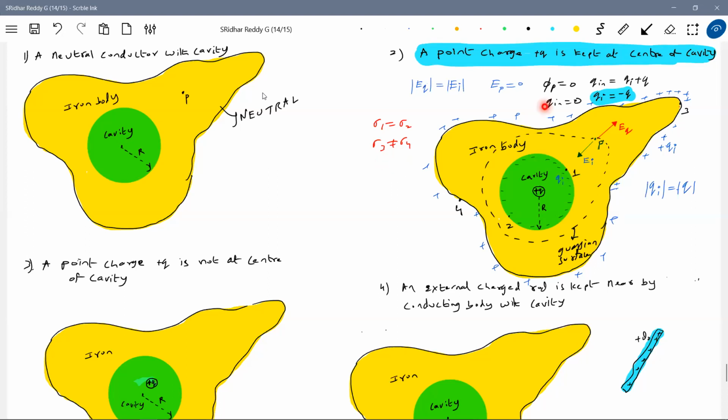Fine. So if you keep a point charge plus Q, what do you get? Minus Q on the inner surface, plus Q on the outer surface. This is the thing. So what is the conclusion? Note: minus Q charge, when a point charge plus Q is kept at the center of the cavity.